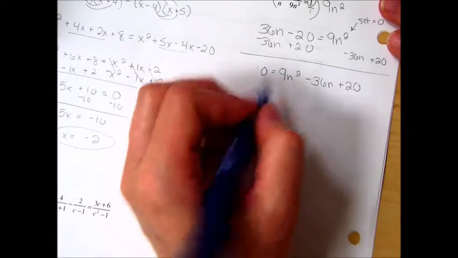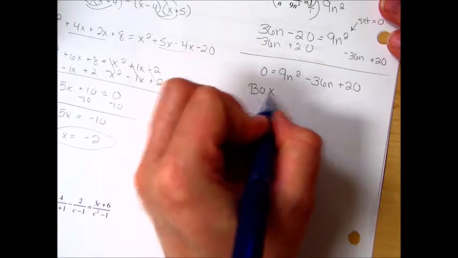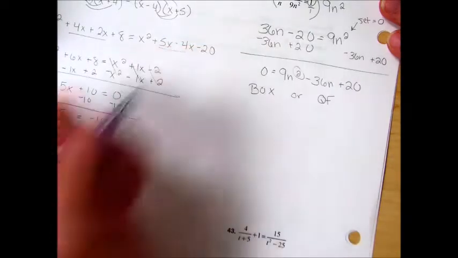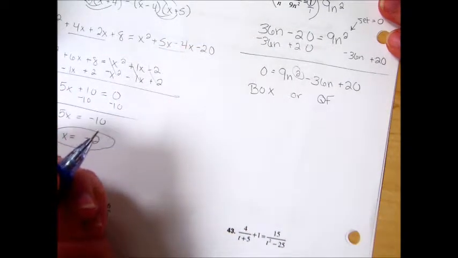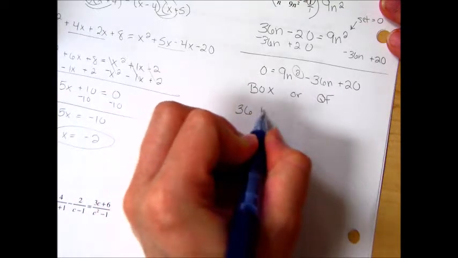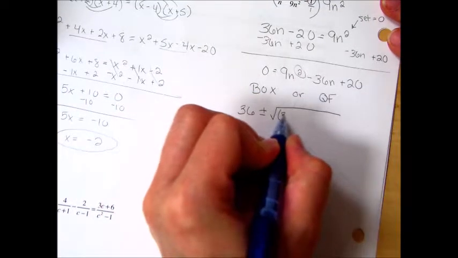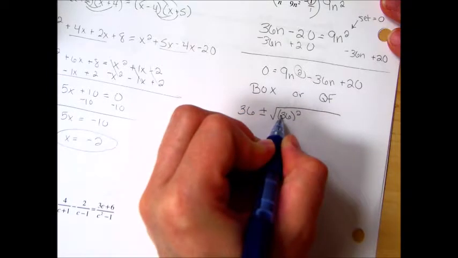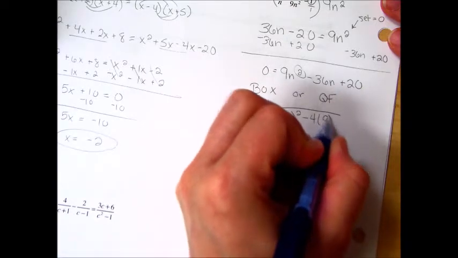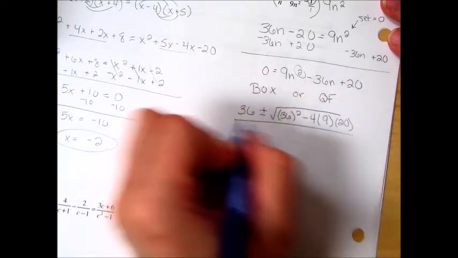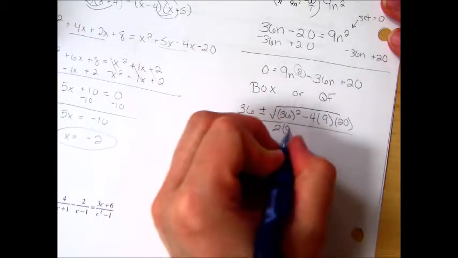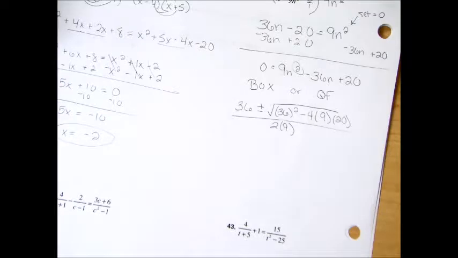You can do two things here. You can do box or quadratic formula to solve because of the squared. I'll do quadratic formula again. So opposite b plus or minus square root of parentheses b squared. Oh, make sure you have parentheses around it. Minus 4 times a times c all over 2a. Oops, so that'd be 2 times 9. I am not going to pretend that I can do this in my head. Let me get a calculator.